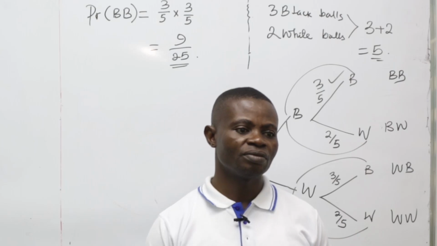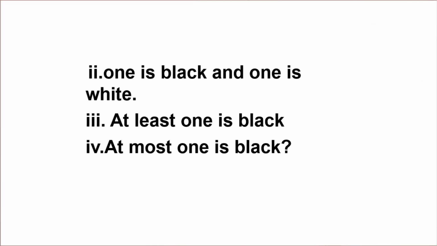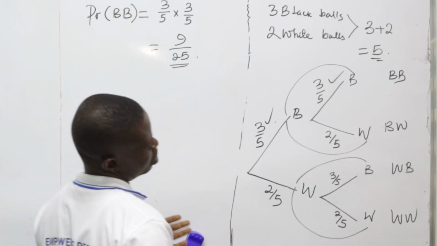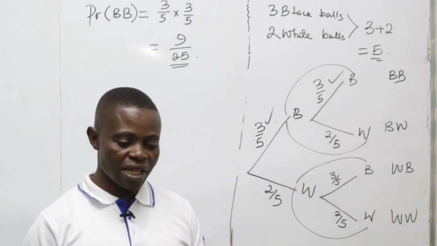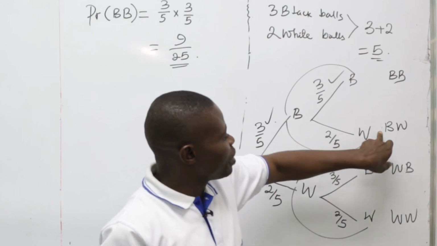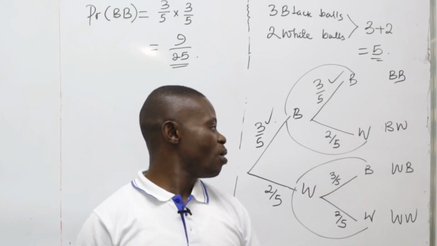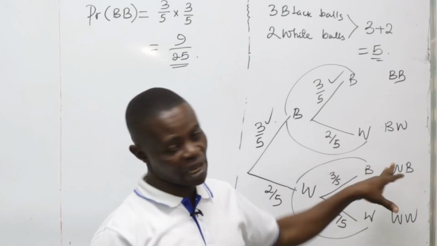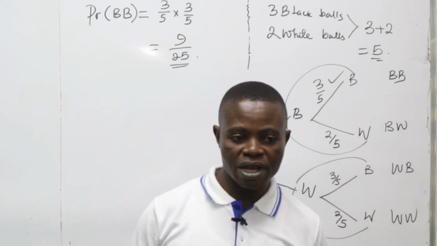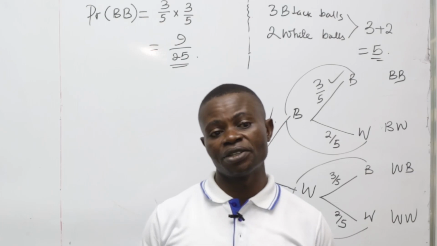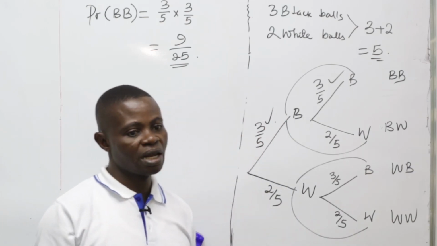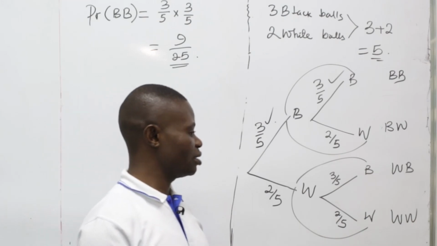Let's see the next question. 1 is black and 1 is white. Come back to the diagram. 1 is what? Black and 1 is white. We have either the probability of black coming first before white or white coming first before the black. Remember the meaning of or in probability is what? Addition. And means multiplication. So 1 is black and 1 is white.